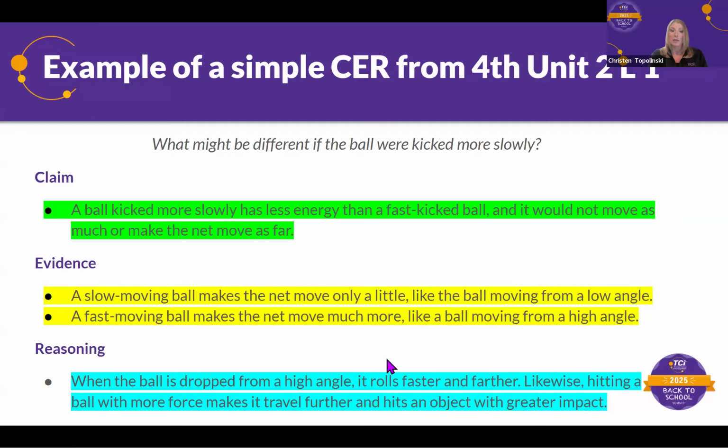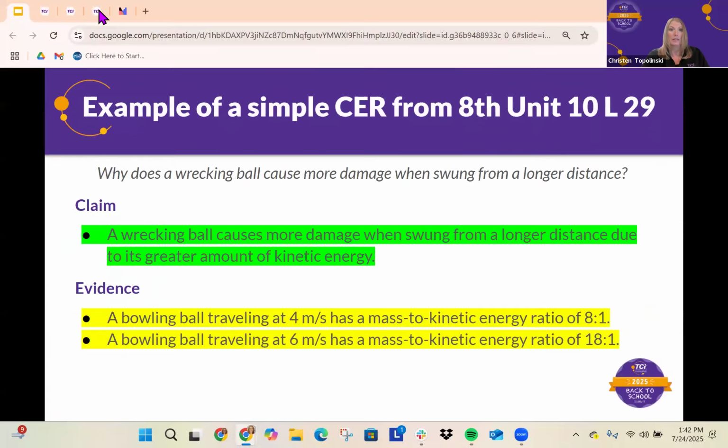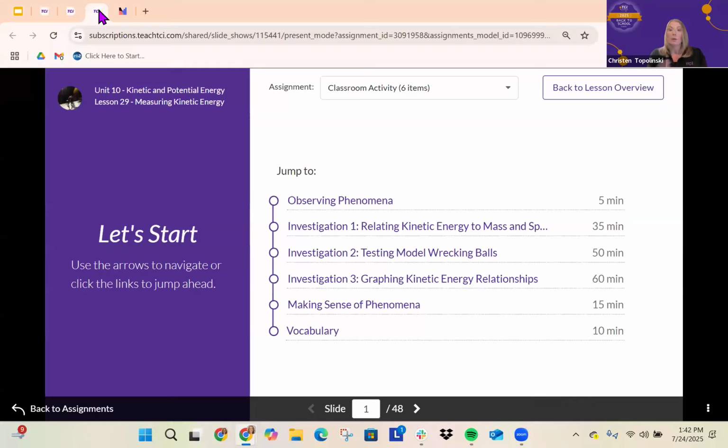So the reasoning then is when the ball is dropped from a high angle, it rolls faster and farther. Likewise, hitting a ball with more force makes it travel further and hit an object with greater impact. So certainly they're able to come up with all of these things as they think through these parts of the lesson. Okay, and so then we bring it full circle.